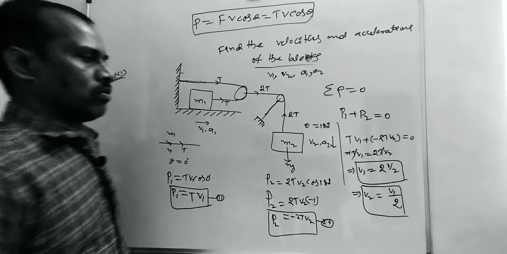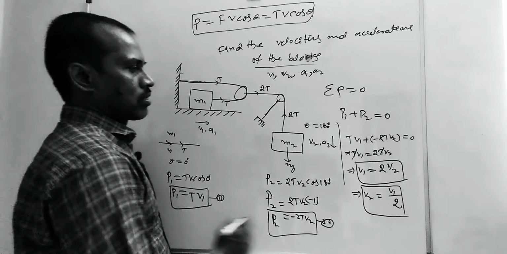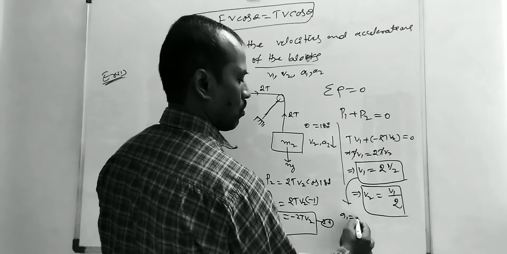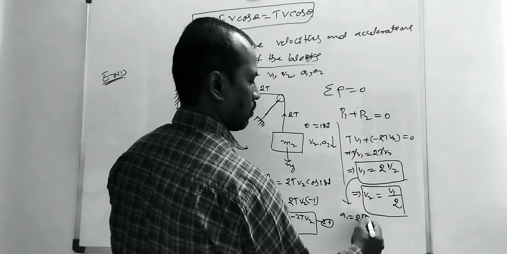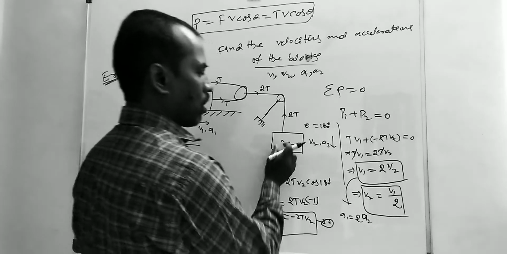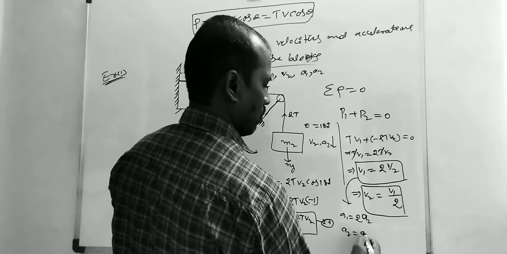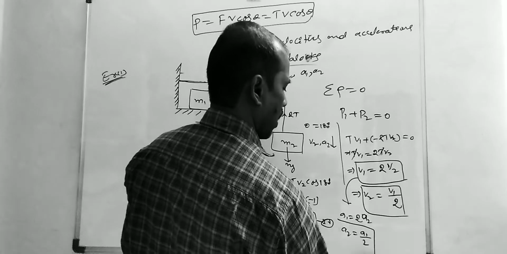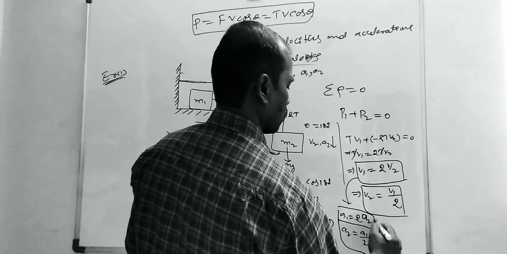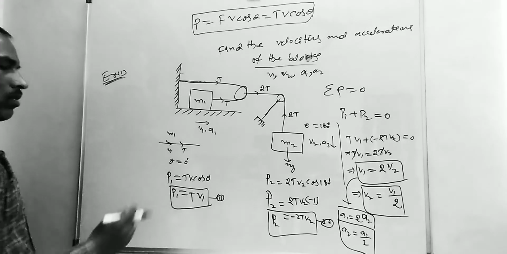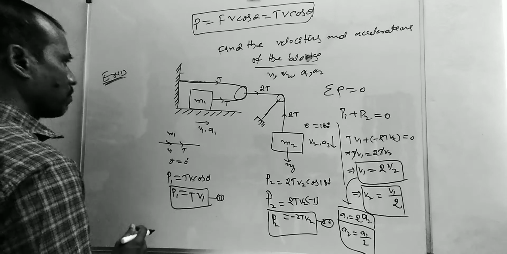Now the accelerations of these two blocks: the acceleration of the first block is a1, and the acceleration of the block m2 is a2, which is equal to a1 by 2. These are the accelerations of these two blocks. Now note this one. Next problem.